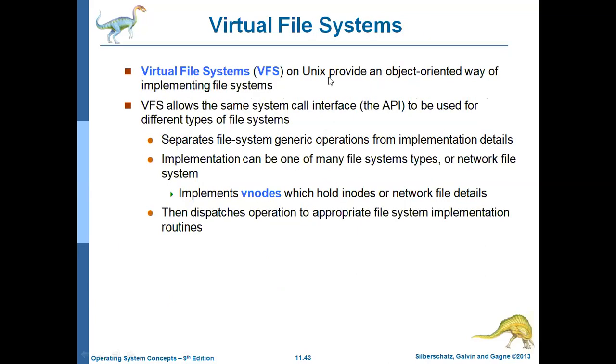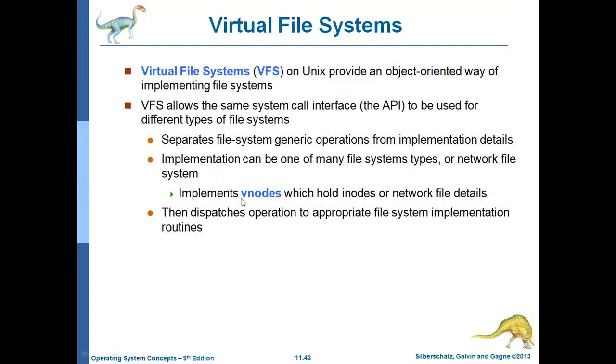The next term is called the virtual file system. What do you mean by virtual file system? On UNIX, it provides an object-oriented way of implementing file systems. VFS allows the same system call interface, that is the API, to be used for different types of file systems. It separates file system generic operations from implementation details. The implementation can be one of many file system types or a network file system. It implements vnodes, which hold inodes or network file details, then dispatches operations to the appropriate file system implementation routines.